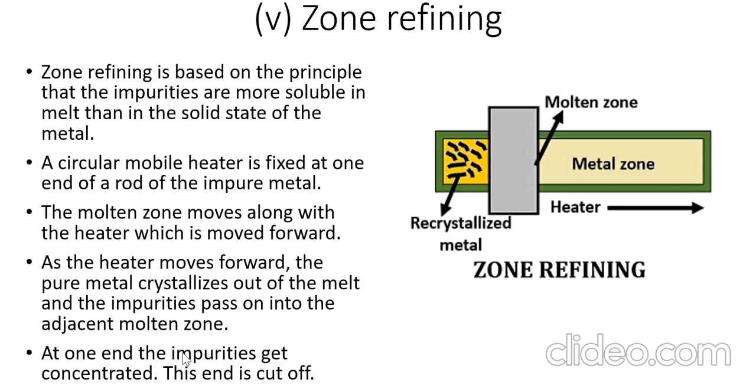At the end, it means at the right end there will be more impurity, while at the left end there will be more of the pure metal. So when you have reached close to the end, you can cut off, leaving the pure metal behind on the left, while the impure metal is on the right.